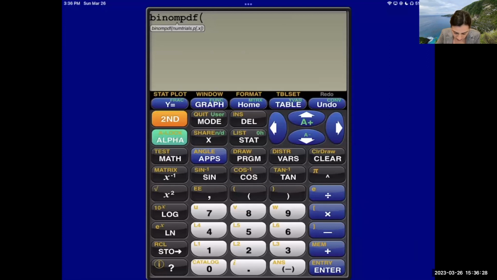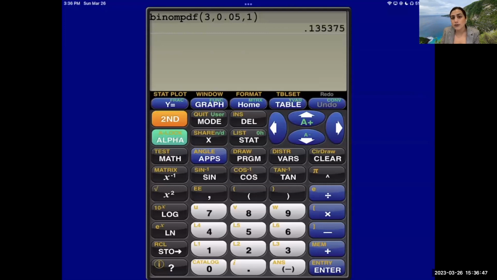So my N here is we have 3 DVDs. The probability that it's defective is 0.05 or 5%, right? We have to write it as a decimal. And then we're looking for the probability that one of them is defective. So we just hit enter and bam, it calculates it for us.